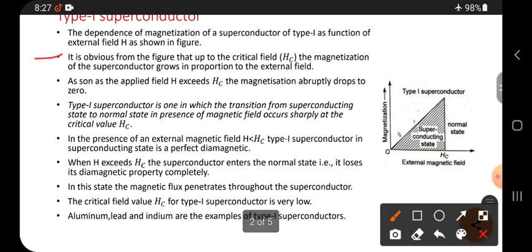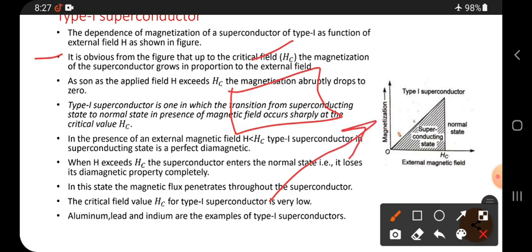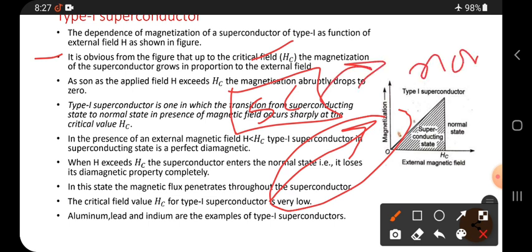It is obvious from the figure that up to the critical field... So what is the critical magnetic field? Critical magnetic field is defined as follows: when a superconductor is kept in a magnetic field and you increase the magnetic field slowly, at a particular magnetic field this superconductor is converted into a normal conductor. This particular magnetic field is called the critical magnetic field. It is denoted by Hc.